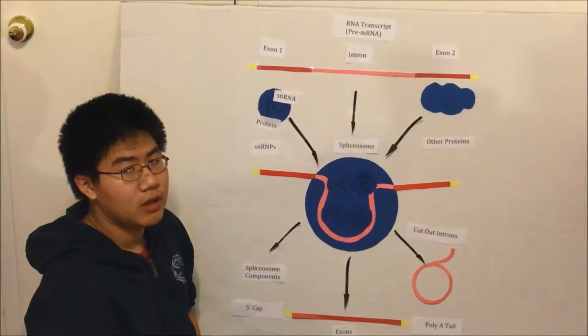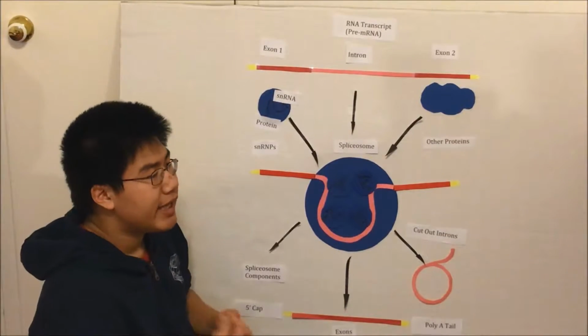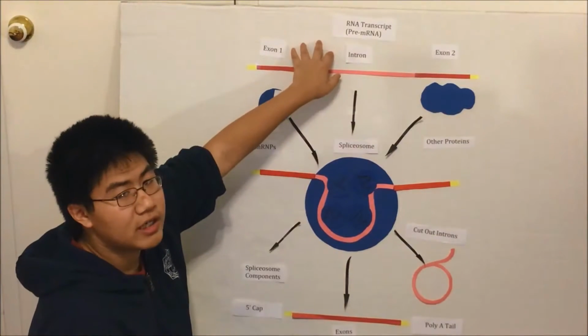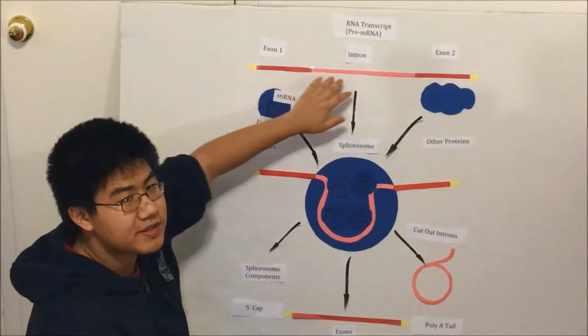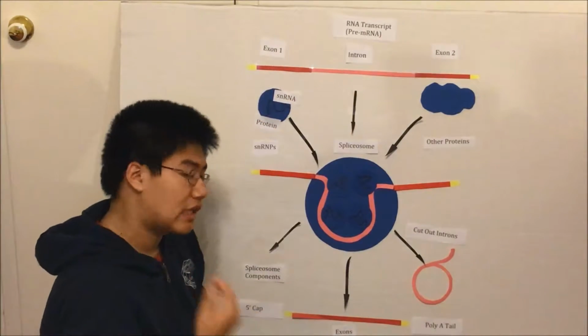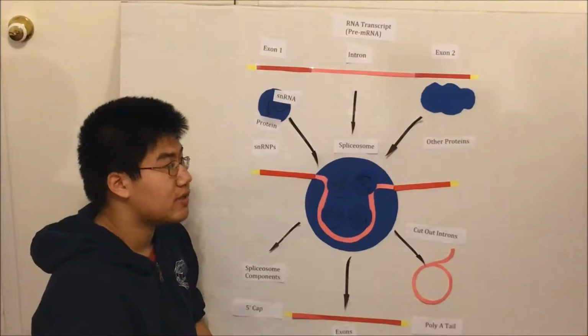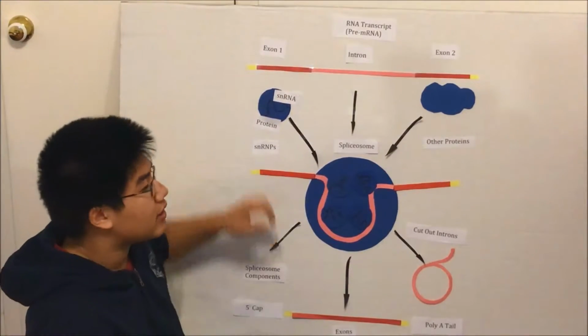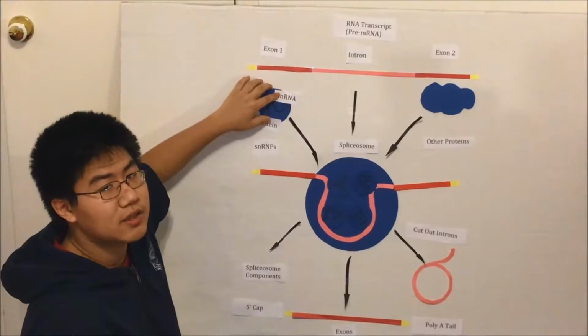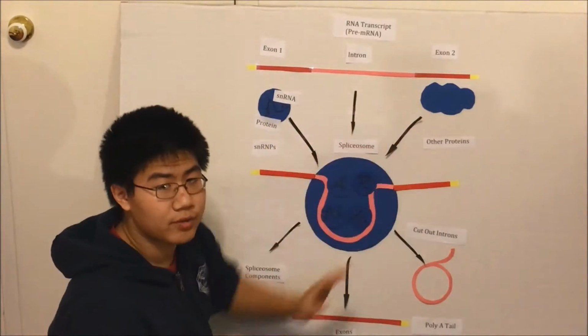Here we have a diagram of RNA splicing. In RNA splicing, you will have the RNA transcript, which is made out of exons and introns. However, the introns do not need to be expressed. So therefore, inside the nucleus, you will have snRNPs made out of snRNAs and proteins, as well as other proteins.